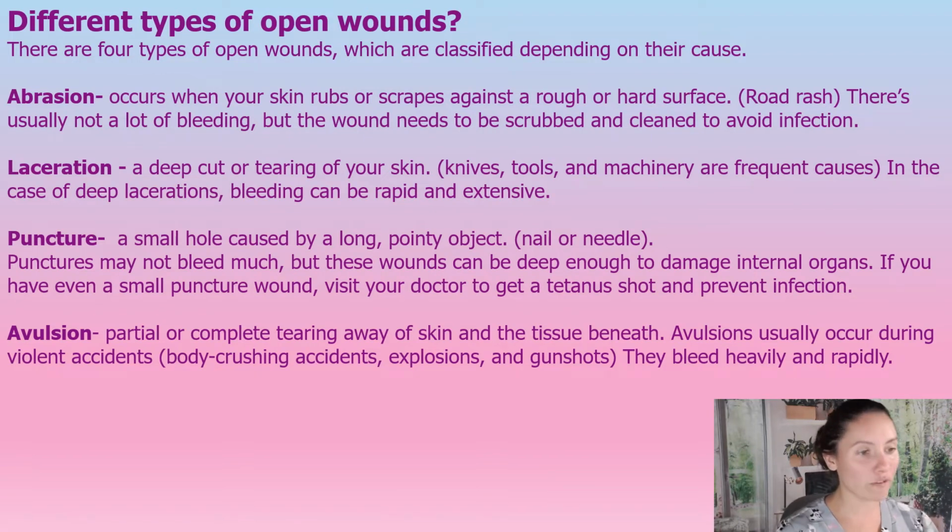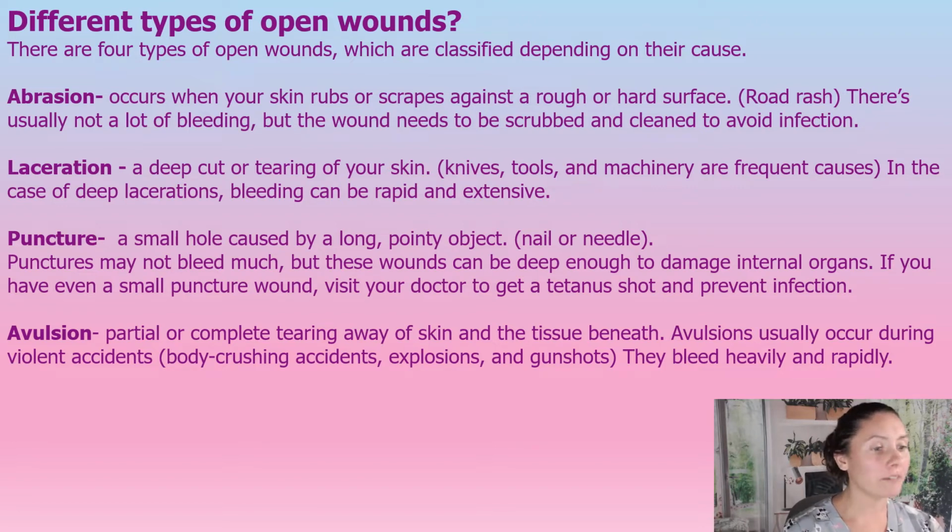We'll go over those first here. So we have an abrasion. This occurs when the skin rubs against a rough or hard surface, like road rash. Now, a laceration is a deep cut or tear of your skin. It can be caused by knives, tools, machinery. A puncture is a small hole caused by a large pointy object, so a nail or a needle.